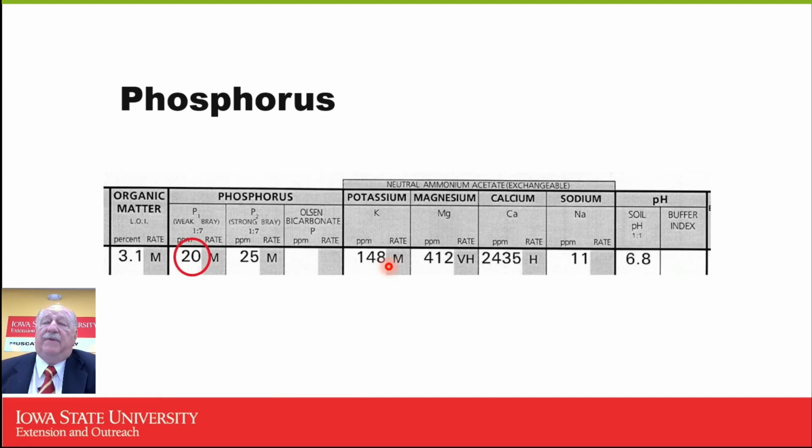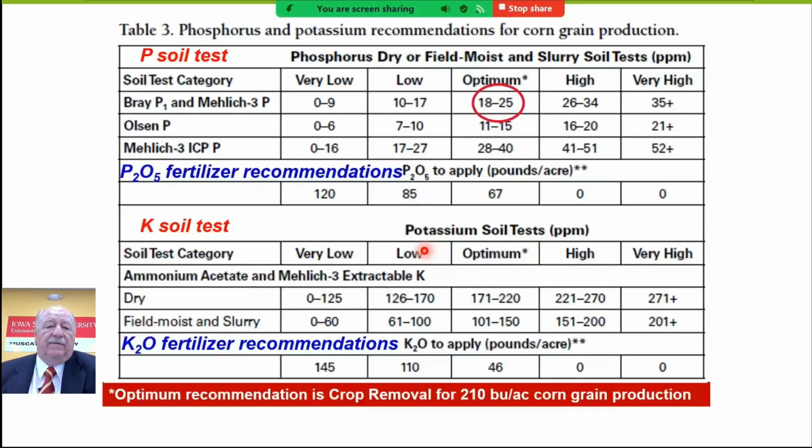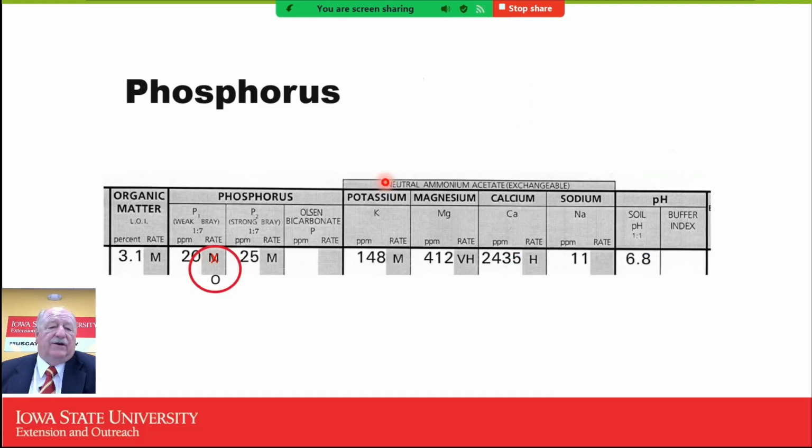We see that the Bray P1 phosphorus is 20. And so I will go over here and I see my Bray P1, and I go over here. 20 falls in the 18 to 25 range. And so that tells me my soil test for phosphorus is optimum. So I go back to my soil test, I cross out the M, and I put an O for optimum in instead.